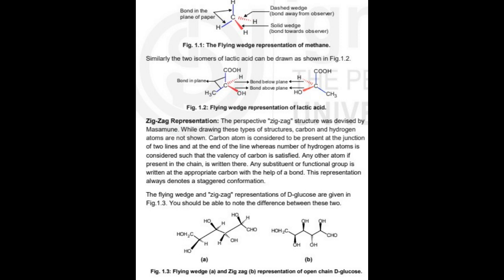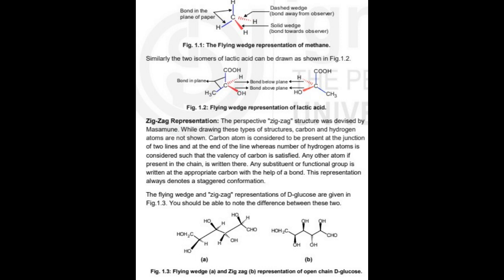Fig. 1.3, flying wedge, A, and zigzag, B, representation of open chain D-glucose. Remember that a zigzag formula does not represent an eclipsed conformation. 1.2.2 Projection representation of molecules. The projection type representation includes the Fischer, the Newman, and the sawhorse projections as mentioned above. The three types are explained in the following paragraphs.